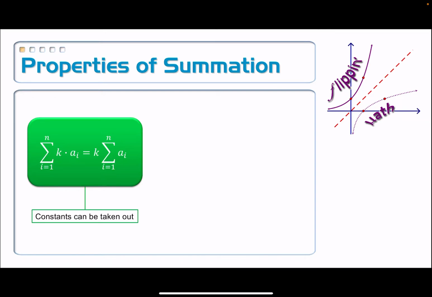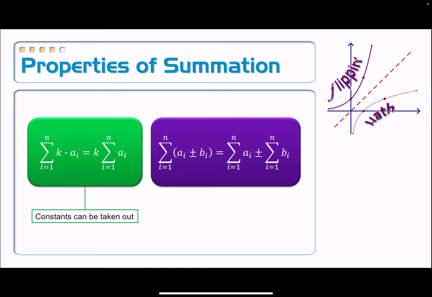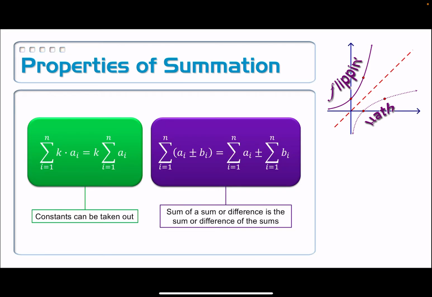Okay, all right then. The next one is this. So this is one of my most favorite things to say, honestly. All right, so notice that what we have here is a sum of a sum or a difference. And what this property is saying is that the sum of a sum or difference is the sum or difference of the sums. What? Did that make sense to you? Here, look at this again. The sum of a sum or a difference is the sum or difference of the two sums, right? Oh, that makes perfect sense.